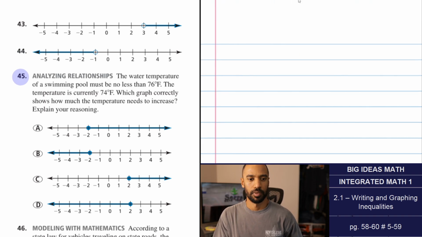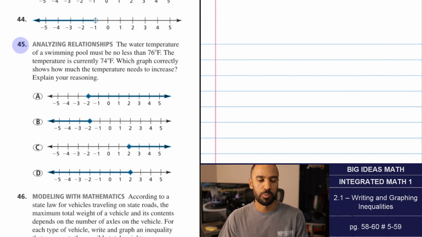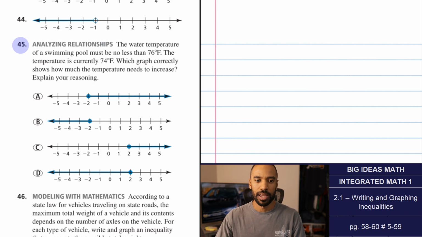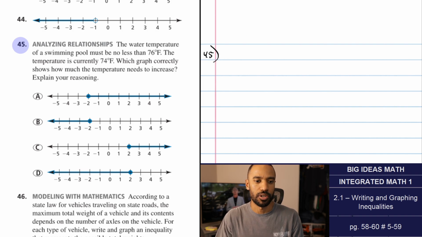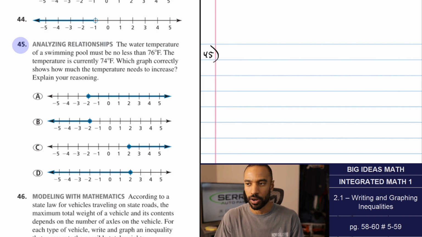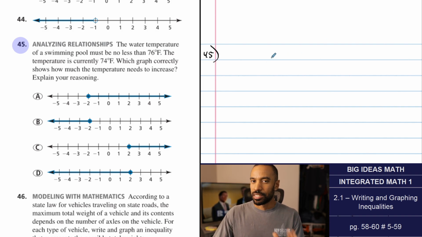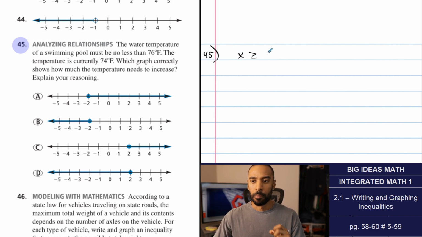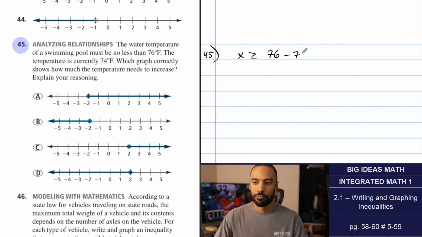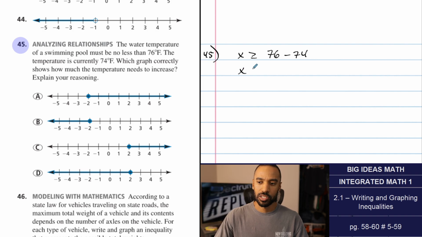Analyzing relationships. The water temperature of a swimming pool must be no less than 76 degrees Fahrenheit. The temperature is currently 74 degrees Fahrenheit. Which graph correctly shows how much the temperature needs to increase? Explain your reasoning. It must be no less than 76 degrees Fahrenheit. So the amount the water temperature needs to increase must be more than the difference between what it must be set at versus what it's currently at. Our x must be greater than or equal to 2 degrees Fahrenheit.